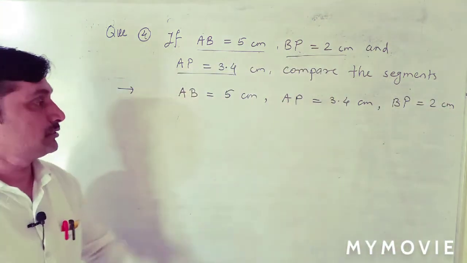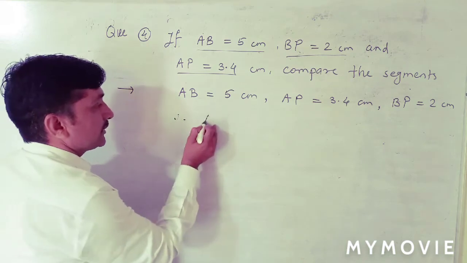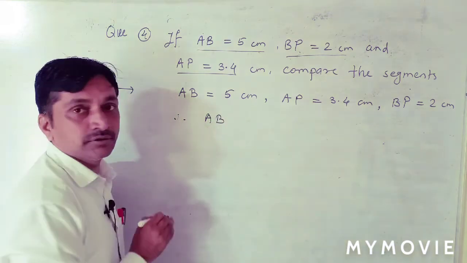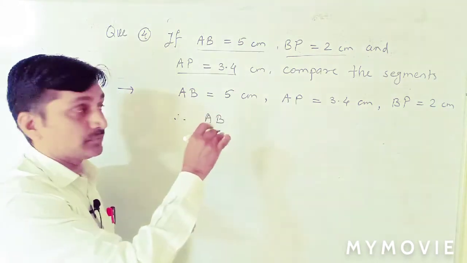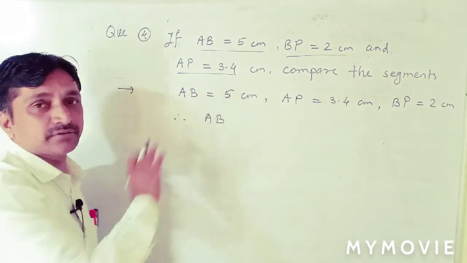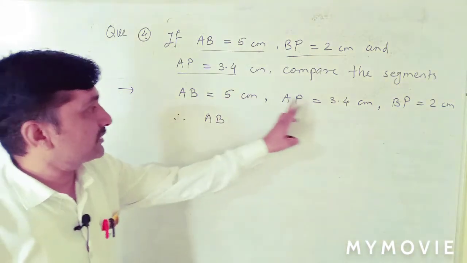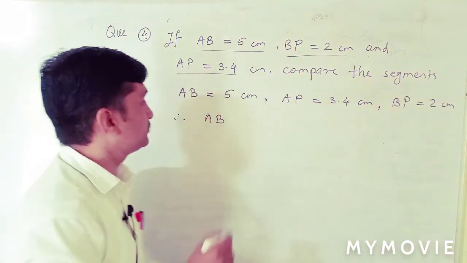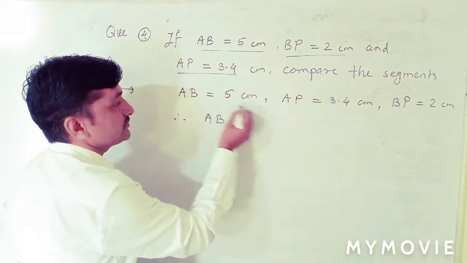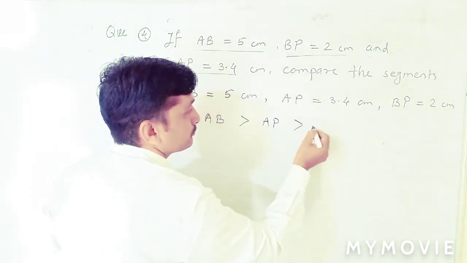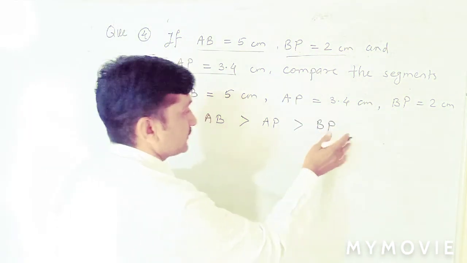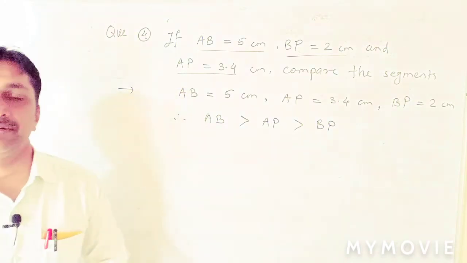We wrote in this way. And therefore here distance AB is greater. AB is greater than AP, is greater than BP. Therefore AB is greater than AP and AP is greater than BP. And this is the comparison of these segments.